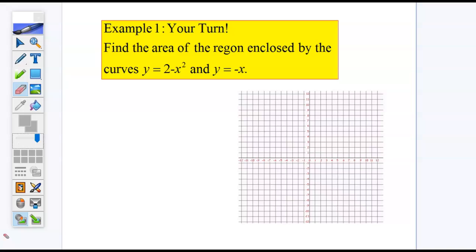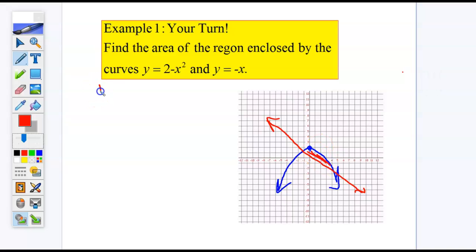Okay, I encourage you to pause the video and give this one a try. Okay, I'm hoping you had a chance to try this one. Again, we have the functions y equals 2 minus x squared, which is a parabola that is shifted 2 units up, and it's opening down. Again, this is not drawn to scale. I'm just drawing a simple sketch. And y equals negative x is going to be a line coming through something like that. And I'm looking for this region here.